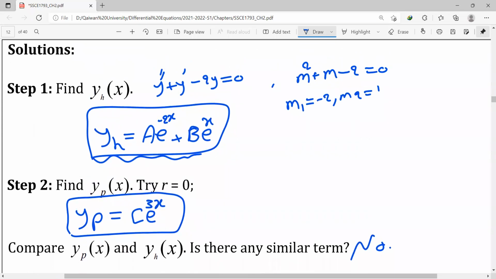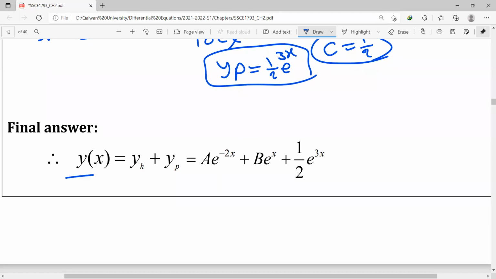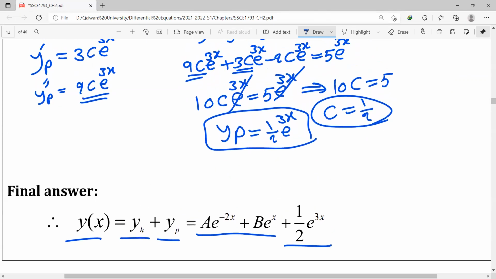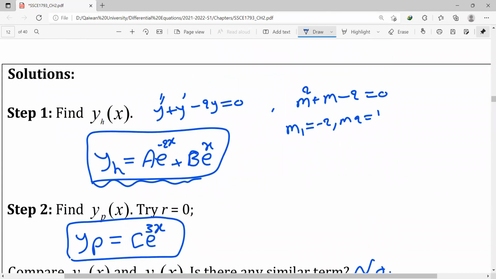That's it. The sum of these two is the general solution. We say y of x is yh plus yp. This is yh and this is yp. As you see, this is yp and yh is a e to the power minus 2x plus b e to the power x, the same as we found. That's the general solution and that's the final answer.